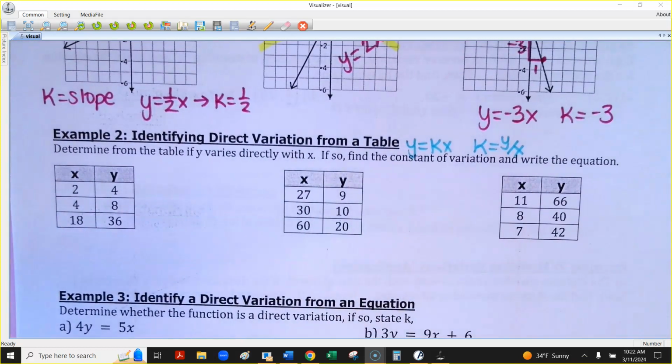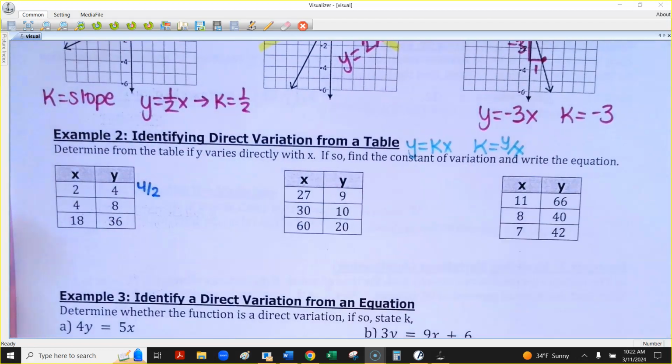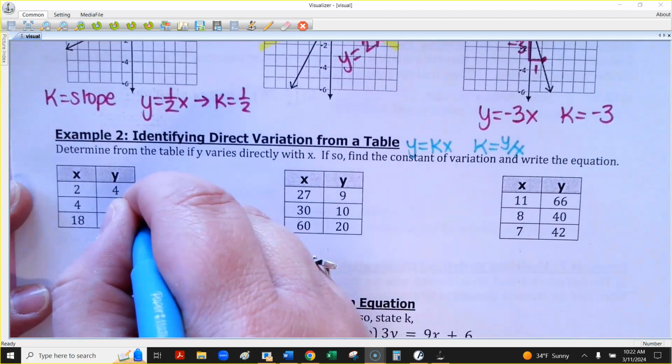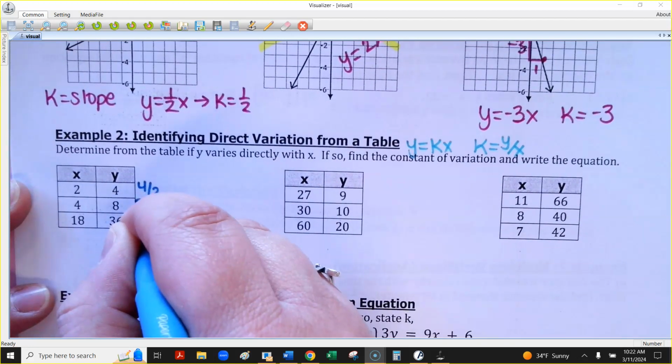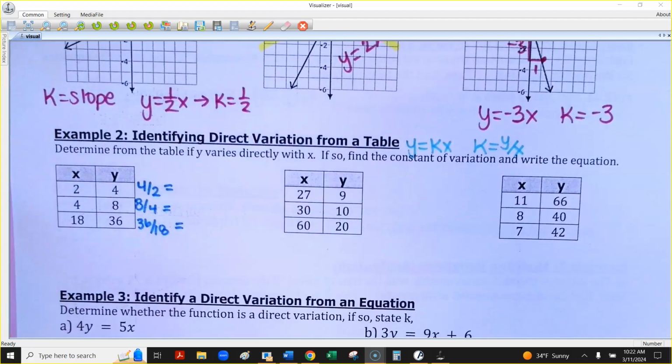So like I have the 0.24. The y-coordinate, you're going to divide it. If it's direct, you're going to divide. That's how I remember that. If I divide the y-coordinate by the x-coordinate, if it's the same for every single set of points they give me in the table, then you can make the conclusion that it's a direct variation.